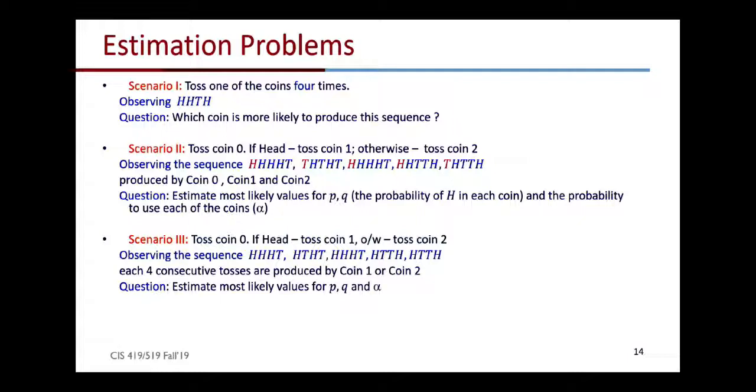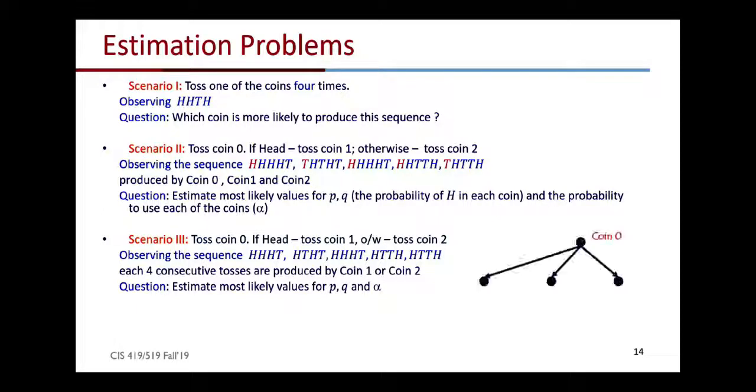The interesting one is scenario 3, where I'm doing the same thing, but I don't show you the label, which means I don't tell you every time what I got with coin 0. I just show you the outcomes, and you know that each 4 consecutive tosses belong to either coin 1 or coin 2, the P coin or the Q coin, but you don't know which one. And of course, this is going to make things more interesting and harder to estimate. Questions?